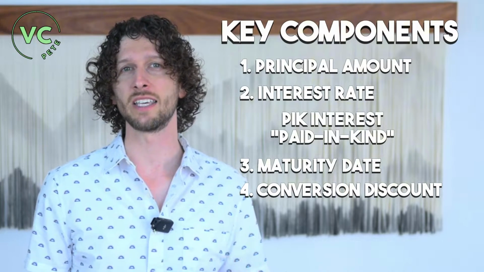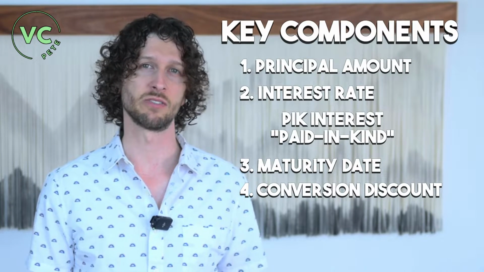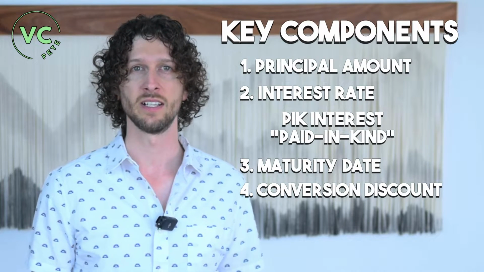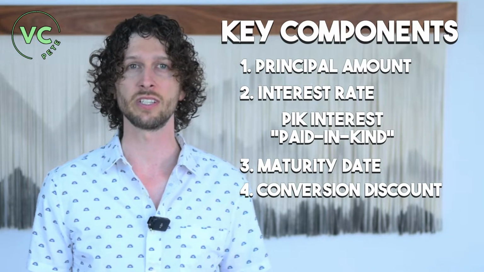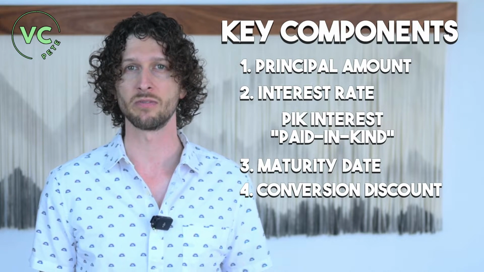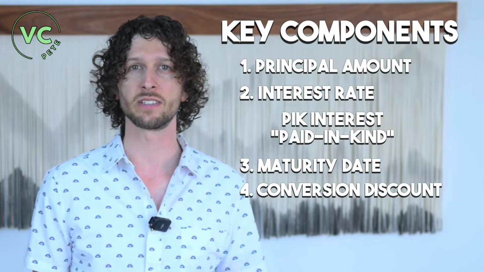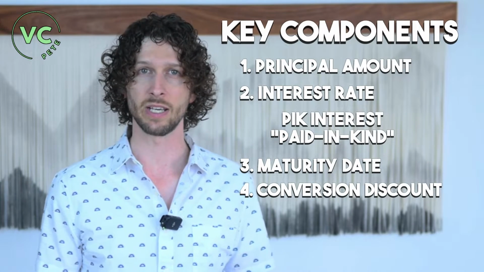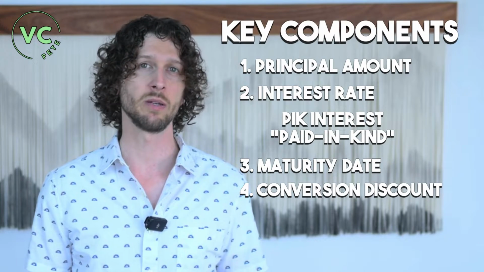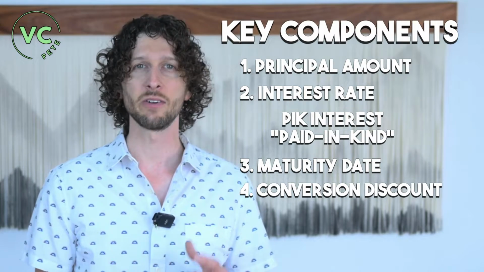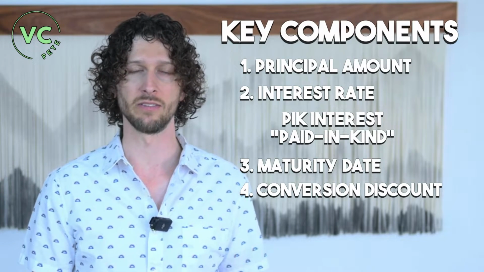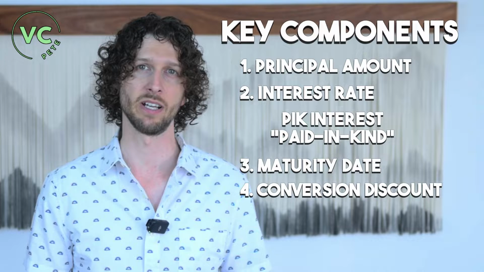Number 4, the conversion discount. This clause is like giving the investor a special deal for supporting the company very early on. In fact, it gives them a better deal than others when their loan actually converts into equity. Usually this is just a discount to the valuation at time of conversion. So if a company raises capital from other investors, new investors, at a $10 million valuation, and the convertible note has a 20% discount, which is very common, then it would be as if the convertible note investor had invested at an $8 million valuation instead of the $10 million valuation.